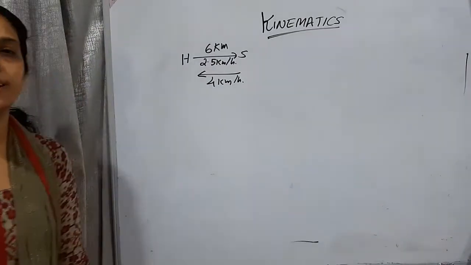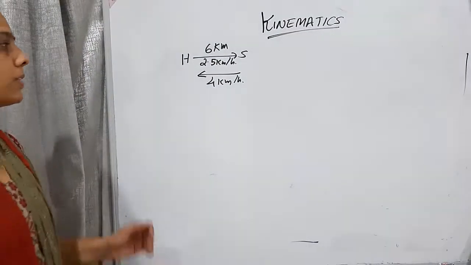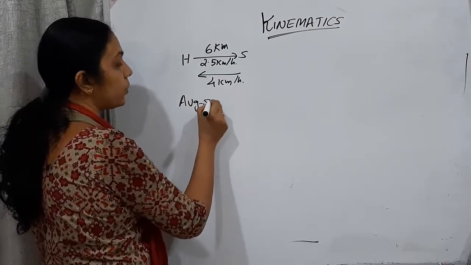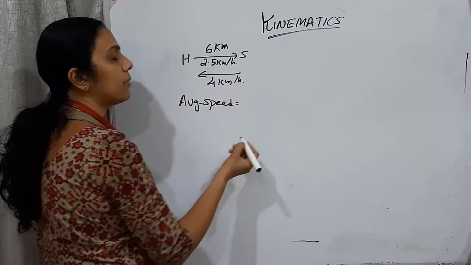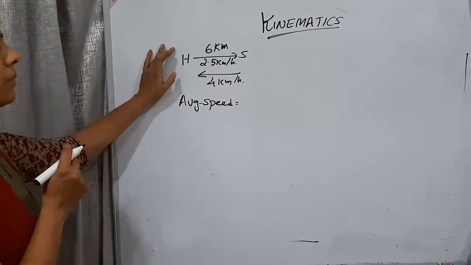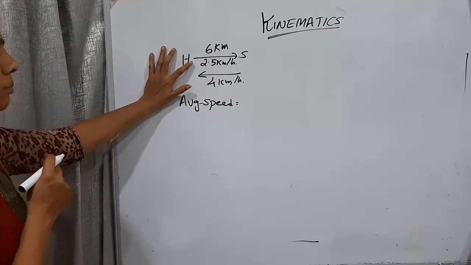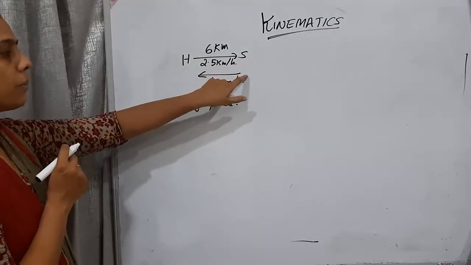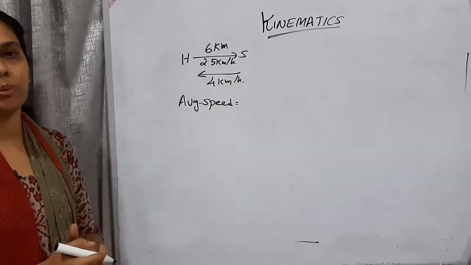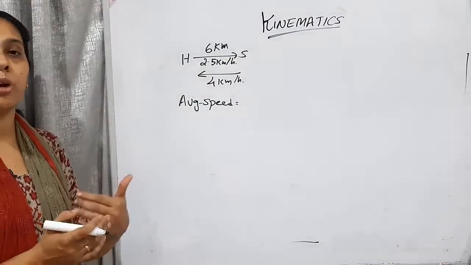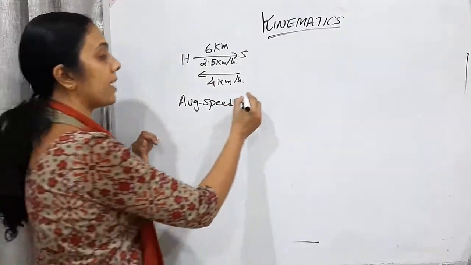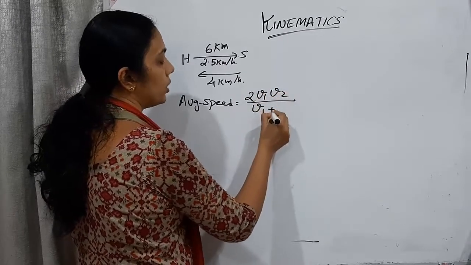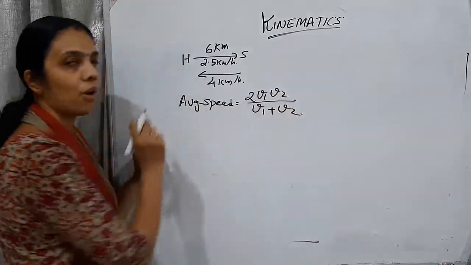His average speed. What is the formula to find the average speed? Average speed equals total distance traveled divided by total time. But here both the speeds are given, right? It is 2.5 km per hour and 4 km per hour. To find the average speed, we already know the formula, in this case 2v1v2 divided by v1 plus v2. We already learned about this formula, right?